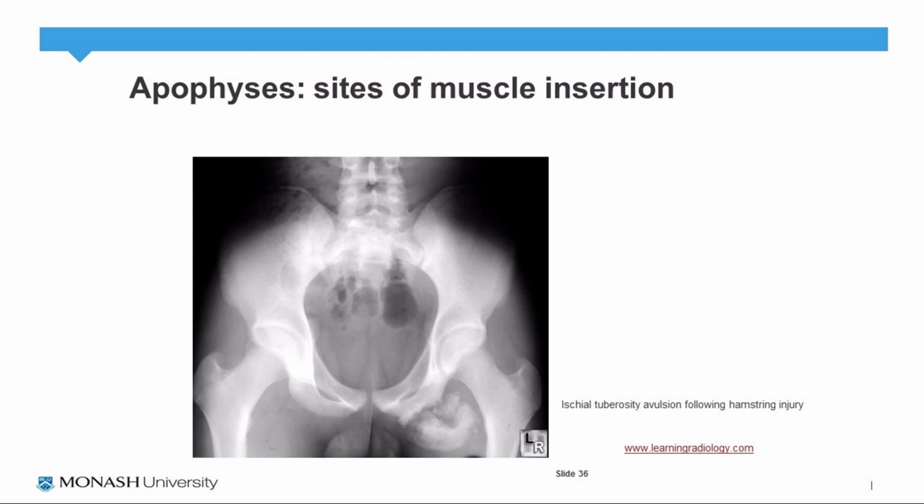In this slide, we have an ischial tuberosity avulsion following a hamstring injury that was not diagnosed initially, and this now shows a very florid and very dense calcification in the area as the bone starts to heal, and this could, in future, have quite a high bit of morbidity for the patient.